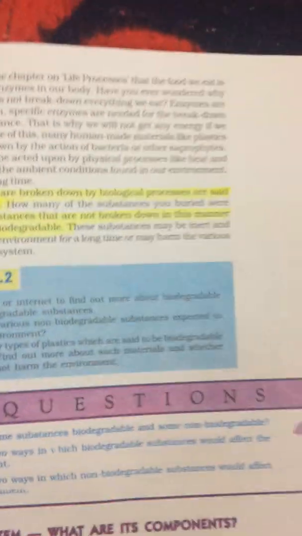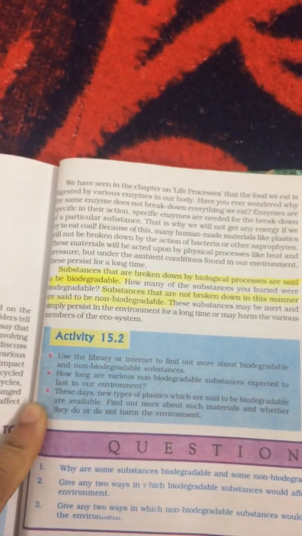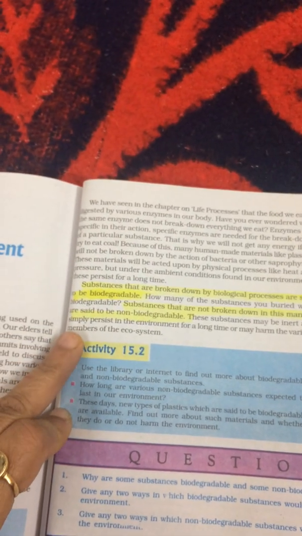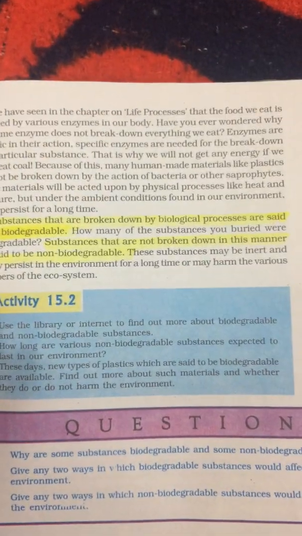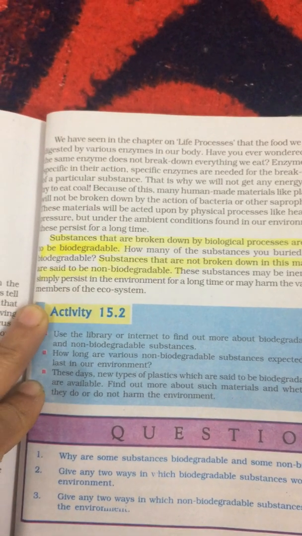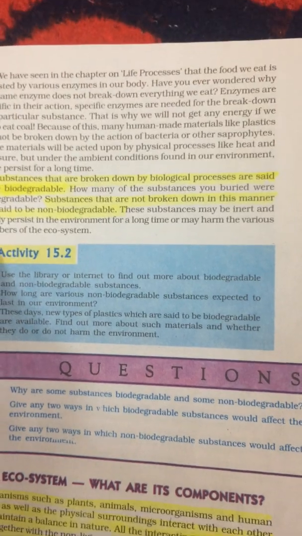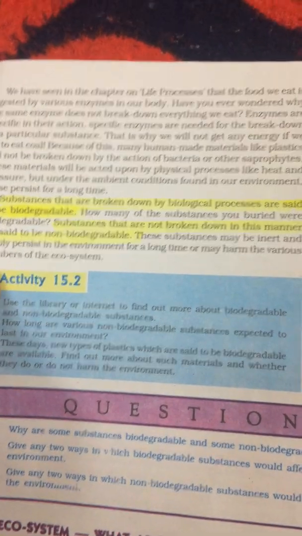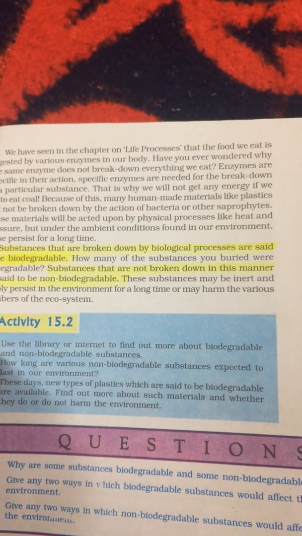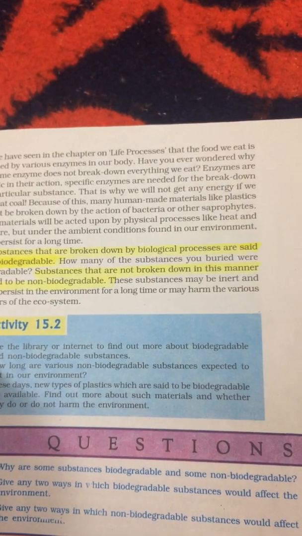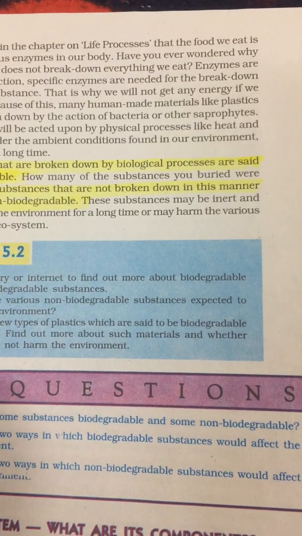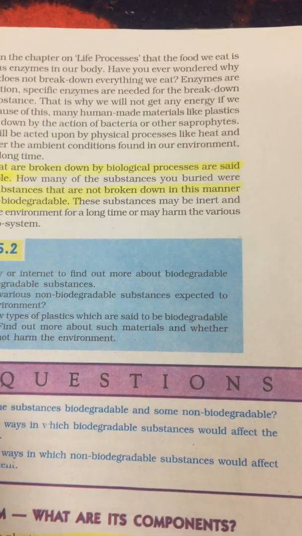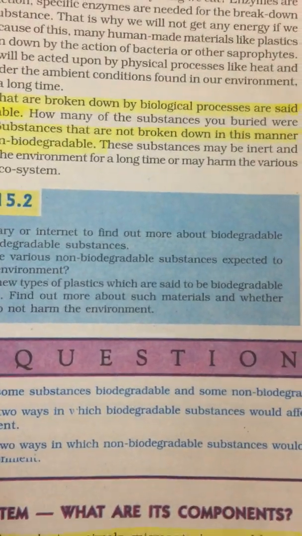Substances that are broken down by biological processes are said to be biodegradable, and substances that are not broken down in this manner are said to be non-biodegradable. The substances which can be changed into simple substances are known as biodegradable, and which cannot be changed into simple substances are known as non-biodegradable. For biodegradable materials, enzymes are present, but for non-biodegradable materials, enzymes are not present.